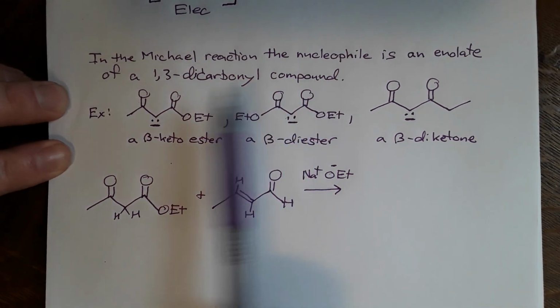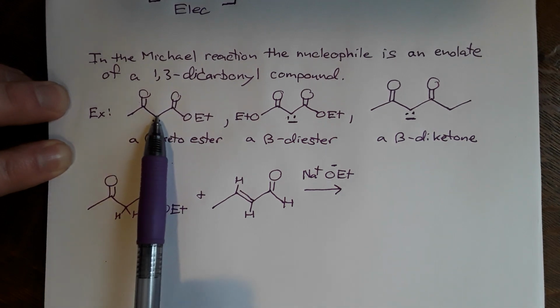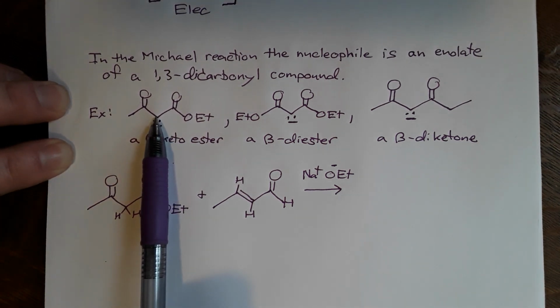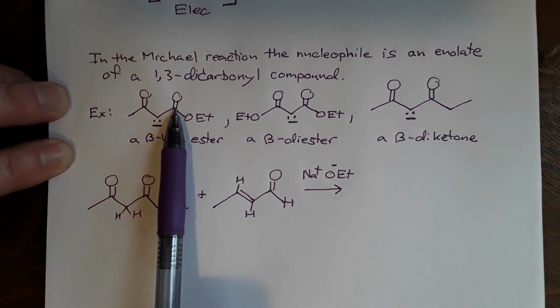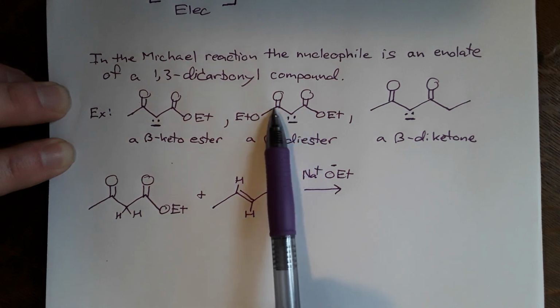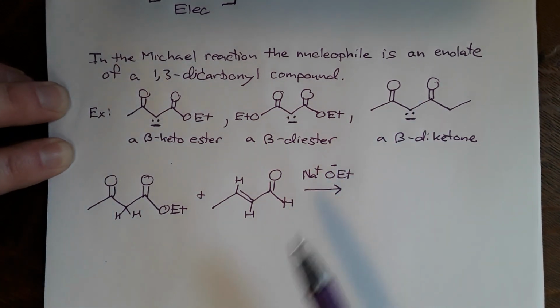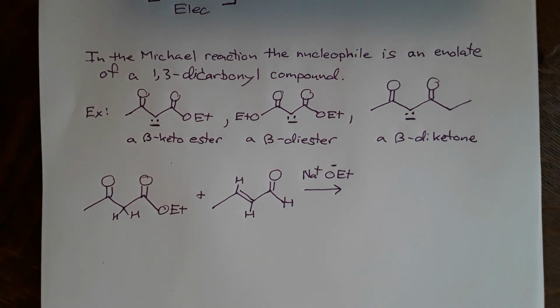So we could start out with a 1,3-dicarbonyl compound, otherwise known as a beta dicarbonyl compound, which has two carbonyls that are separated by a carbon. You could start out with a beta ketoester, an ester with a ketone on the beta position. You could start out with a beta diester or beta diketone, and there are lots of other compounds that you could start with. Let me refer you to table 23-1 in your textbook on page 772.